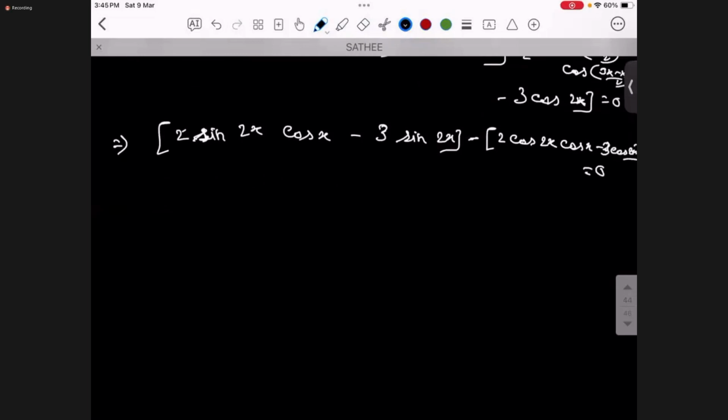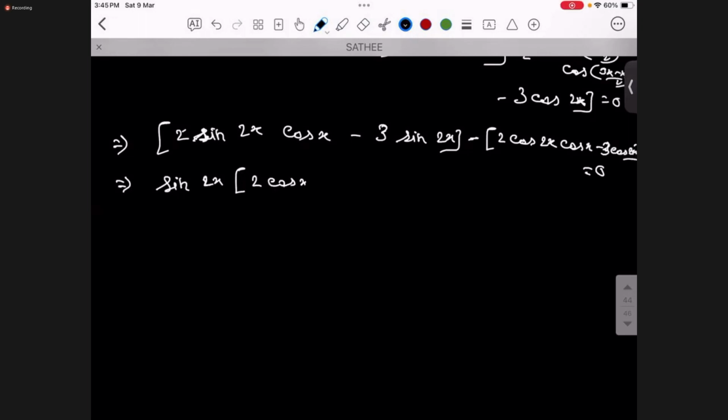Now you can see that we can take sin 2x and cos 2x common from both bracket terms. So let us take sin 2x common. So what will we get?